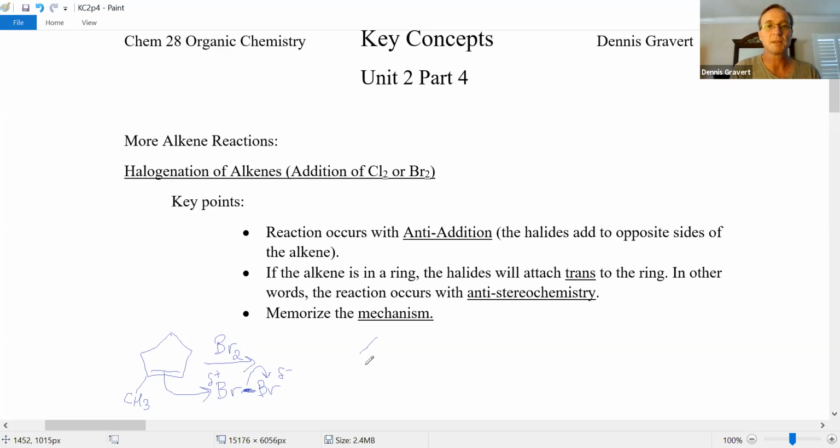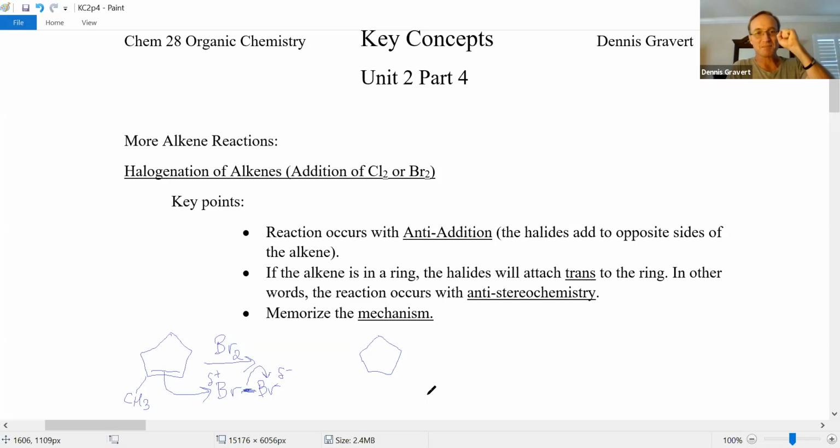And then we get this intermediate where, well, nothing happened to the cyclopentane ring, so it's still there. Pi bond's gone, methyl group's there. Ooh, let's not put that methyl group in just yet. So I gotta remember to add the methyl group. So now which carbon atom does this bromine attach to? Trick question. It attaches to both.